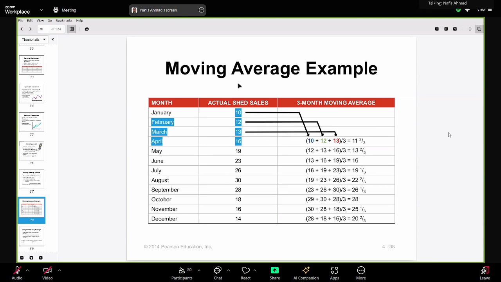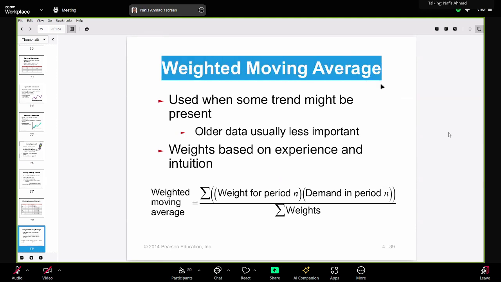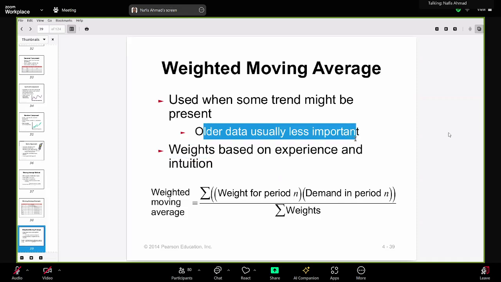And as I mentioned earlier, moving average will not predict properly in case of trends. We want to forecast perfectly, for a better result, for better business. So we use weighted moving average, and when there is some trend, we use this technique to perfect the forecast. It is used when some trend might be present. Older data is usually less important, newer data more important.